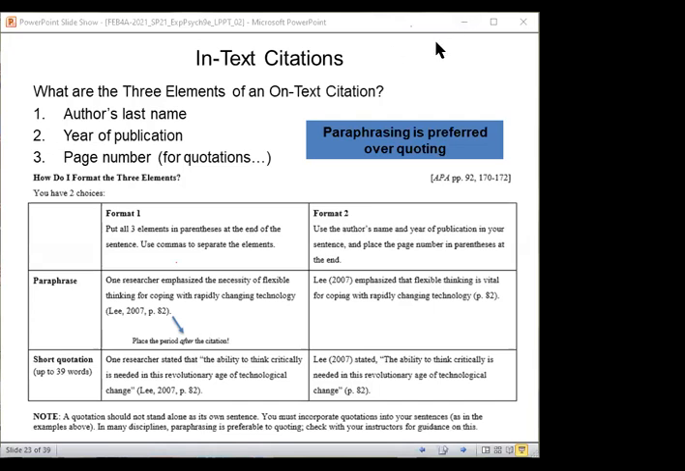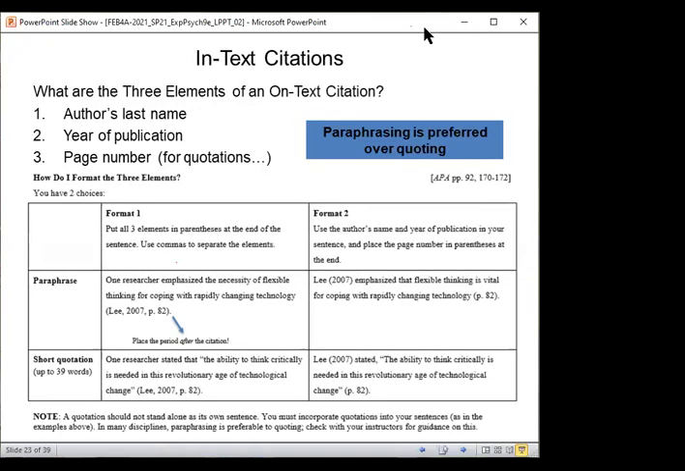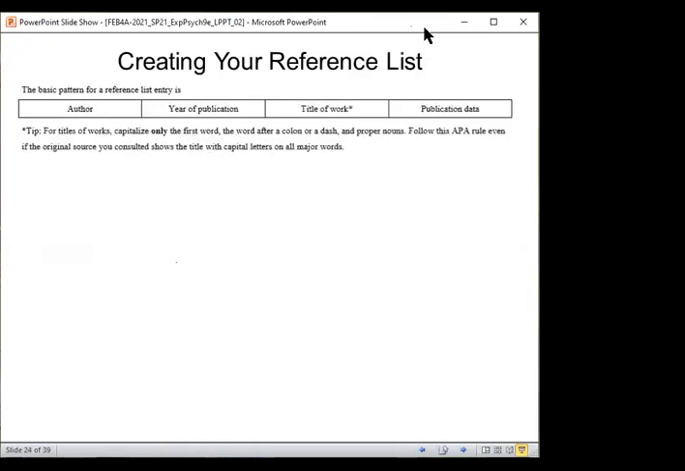All right. So next, creating your reference list. I'm just going to show you the basic pattern for a reference entry. Usually you have the author, the year of publication, the title of the work, and publication information. Again, if you've already done it, you can do it again, but if you haven't, go to the Canvas site and you can print out this APA document for academic writing and just review it to get familiar with it.